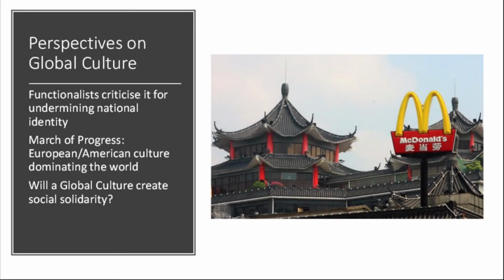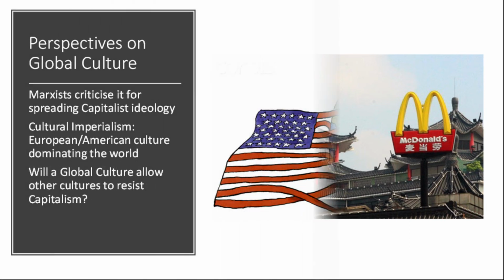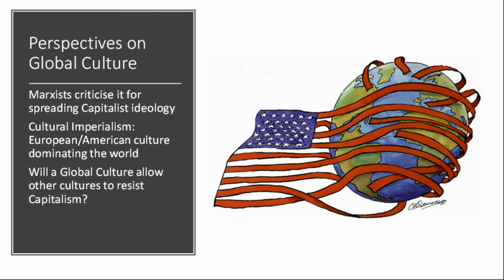Global culture is criticized by functionalists because they have great attachment to national identity. However, functionalists also believe in the march of progress and would see much global culture as a result of the success of European and American culture, which is spreading around the world because it functions better. What's less clear is whether global culture can create the sort of social solidarity that functionalists think we need. Is global culture perhaps too inauthentic to provide what we need to flourish? Many Marxists have got even less time for global culture, seeing it as how it spreads capitalist ideology.